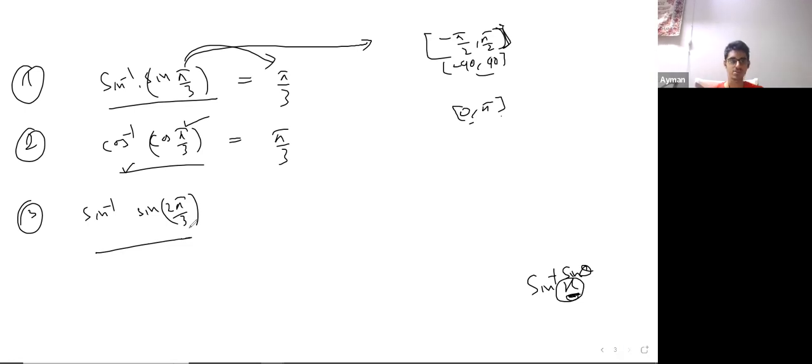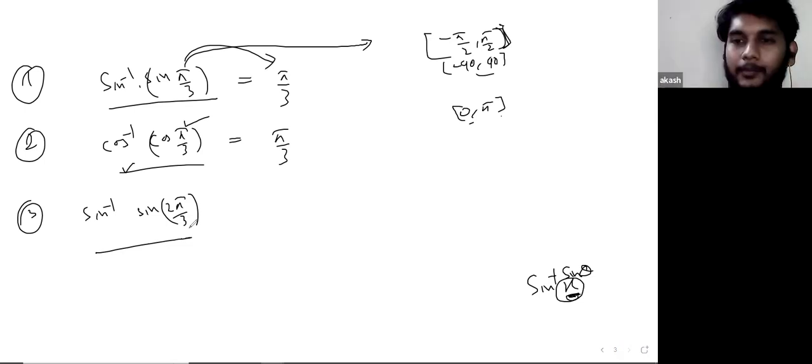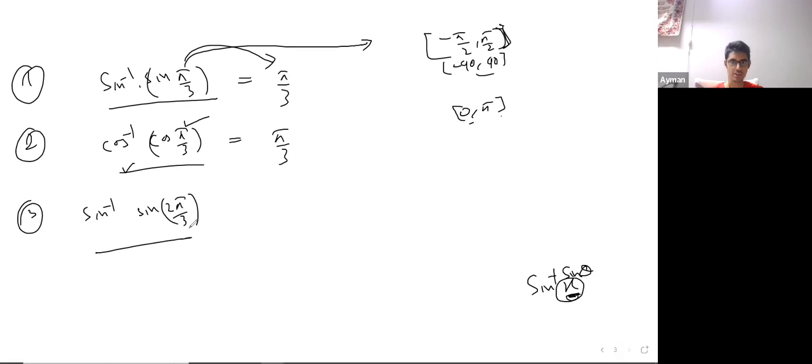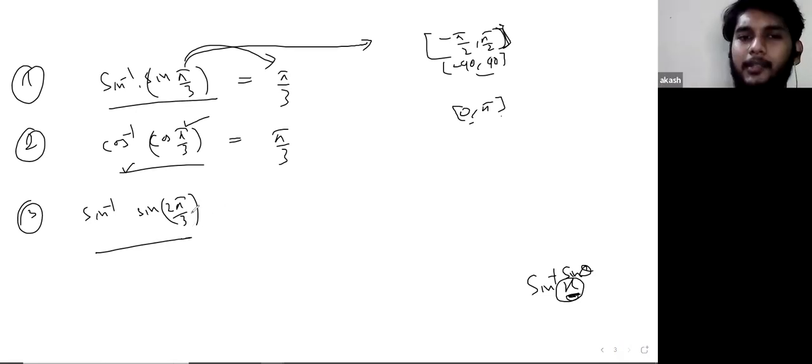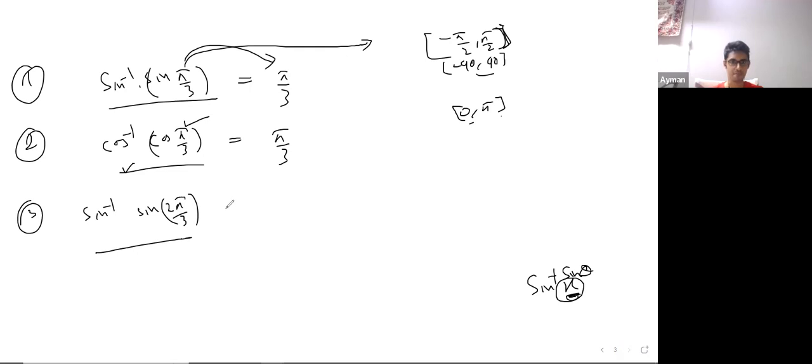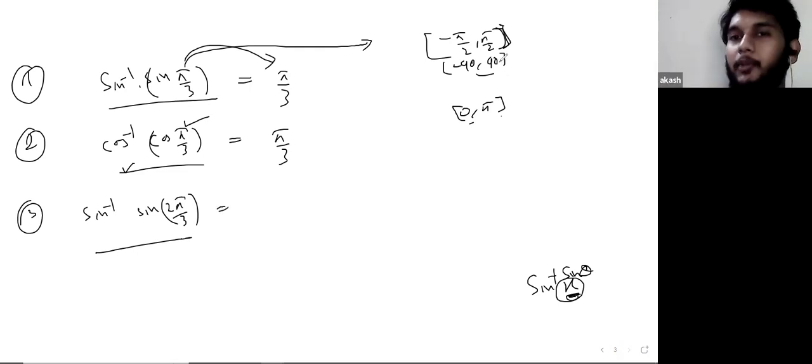Oh no, it's 2 pi. Pi is 180, right? So it will be 360 by 3, which is 120. Or pi by 3 is 60, and 6 times 2 is 120. Okay, so 120 does not lie between minus pi by 2 to pi by 2.